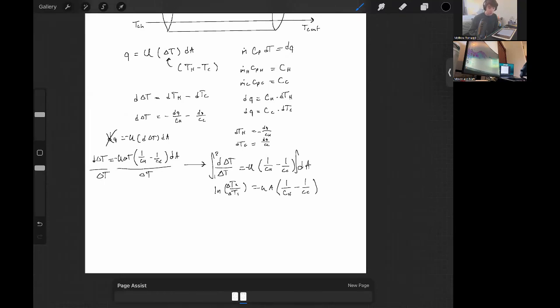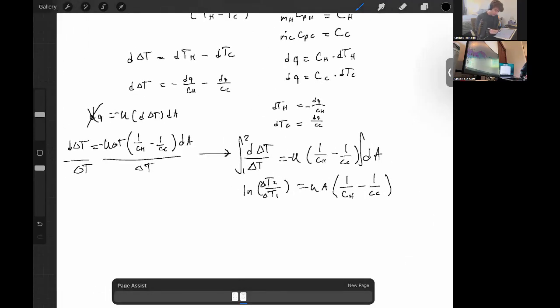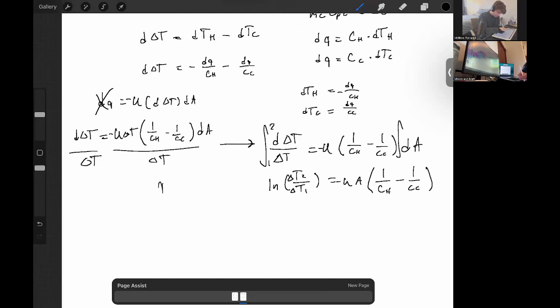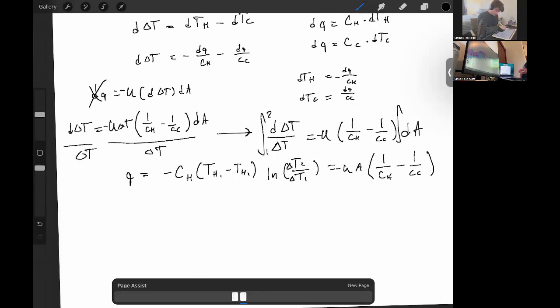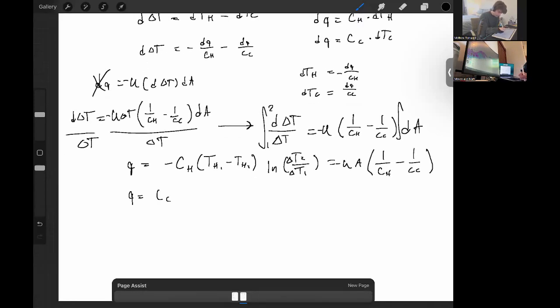Okay, so now we're going to solve for an equivalent term here. So we know that C of H and C of C, when we originally solved for it, was something like Q of C equals C of H. So I'm going to go ahead and I need to get myself some space. So it was negative Q equals negative C of H multiplied by TH1 minus TH2. And that Q was similarly C of C multiplied by T of C1 minus T of C2.